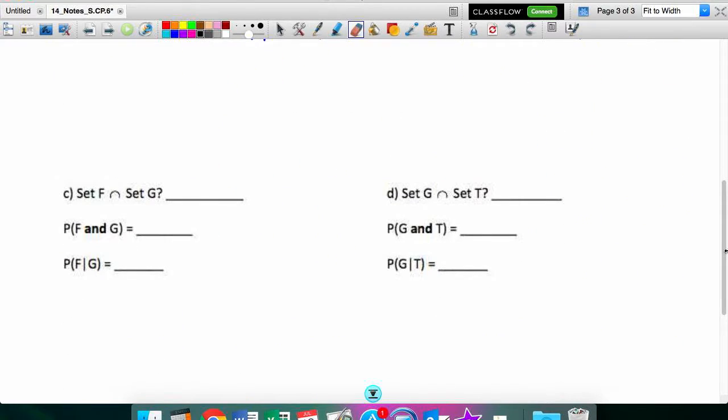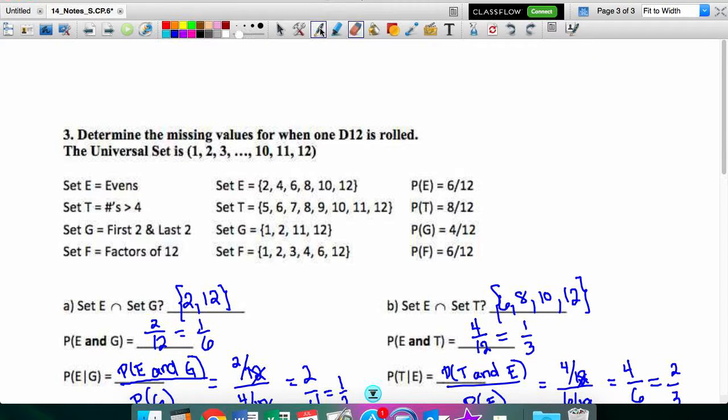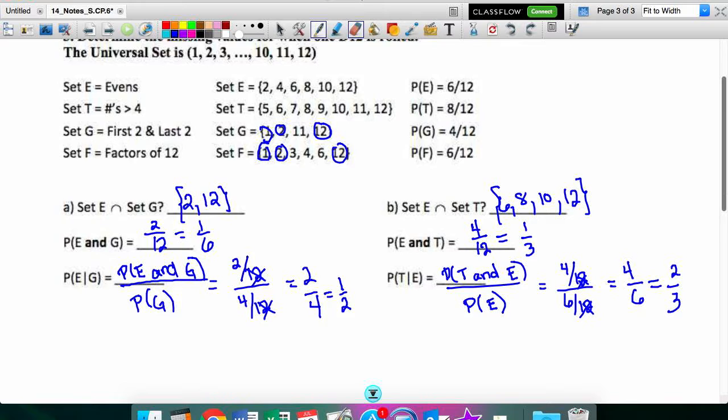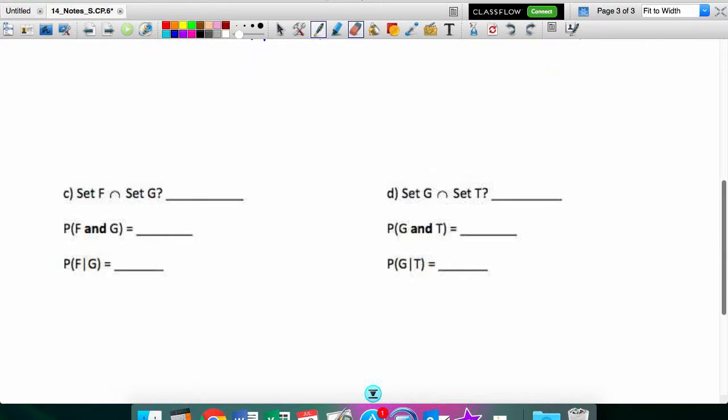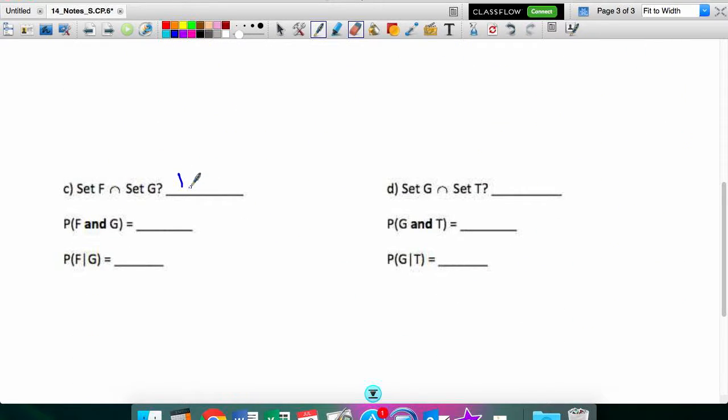Part C, we want to compare F and G. So let's go back to our sets and look at F and G listed above. It looks like they share 1, 2, and 12. And I'll list that as our intersection set, 1, 2, and 12. And our intersection would be 3 out of 12, or reduces to 1/4.